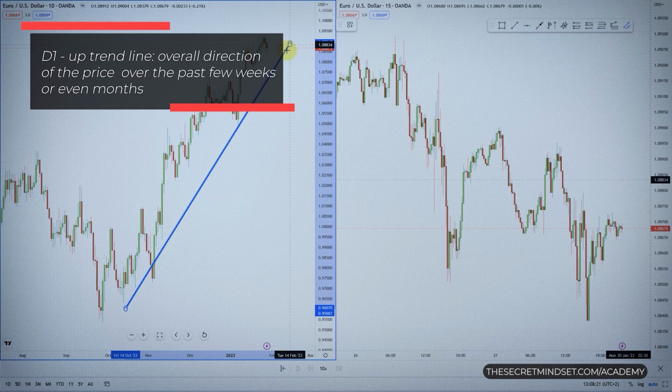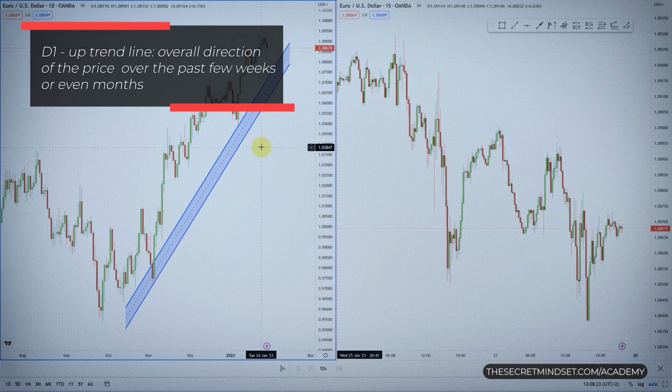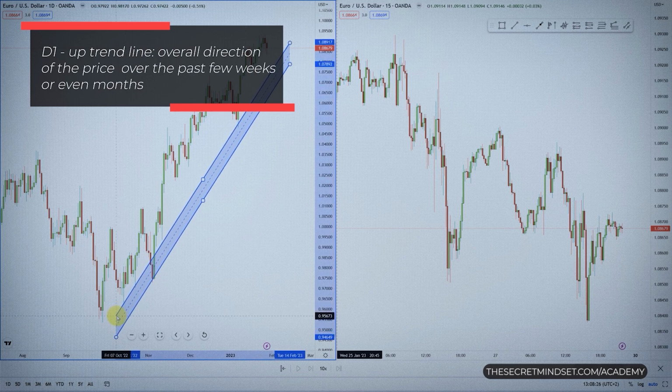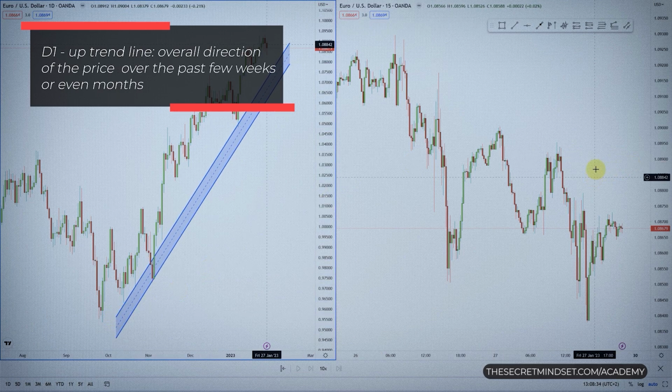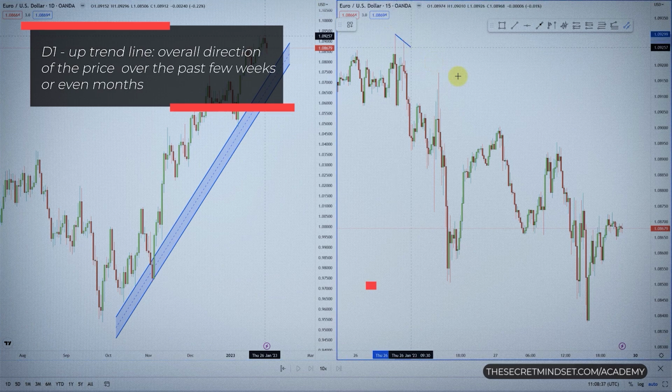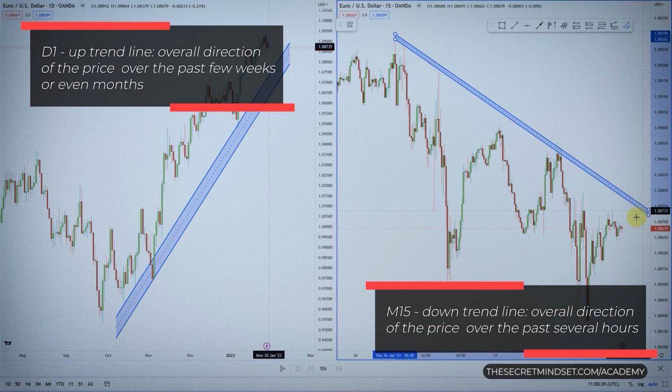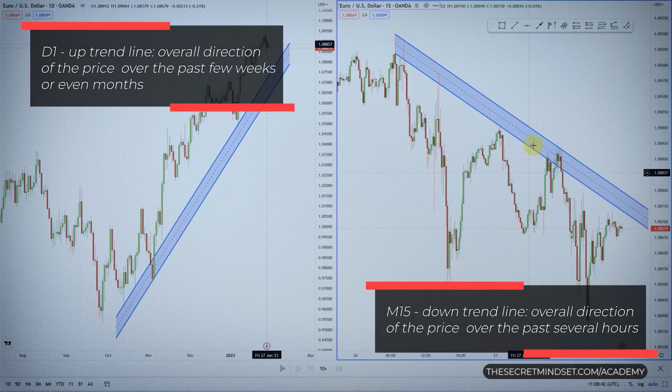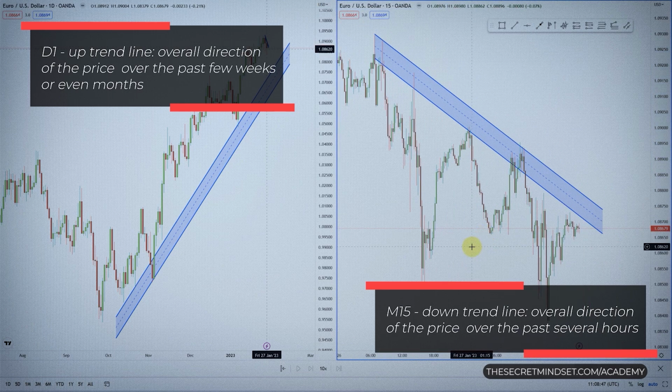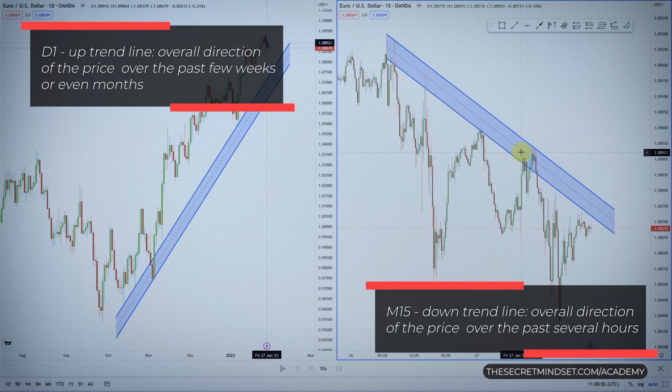For example, let's say we're looking at the chart and we've drawn a trend line on the daily time frame. This line represents the overall direction of the price over the past few weeks or even months. Now, if we switch to a lower time frame, like the 15-minute time frame, we may see that the price is also following an opposite trend line. But when you're looking at the 15-minute trend line, you're only seeing the price action over the past several hours. The trend line on this chart is more likely to be influenced by short-term factors.